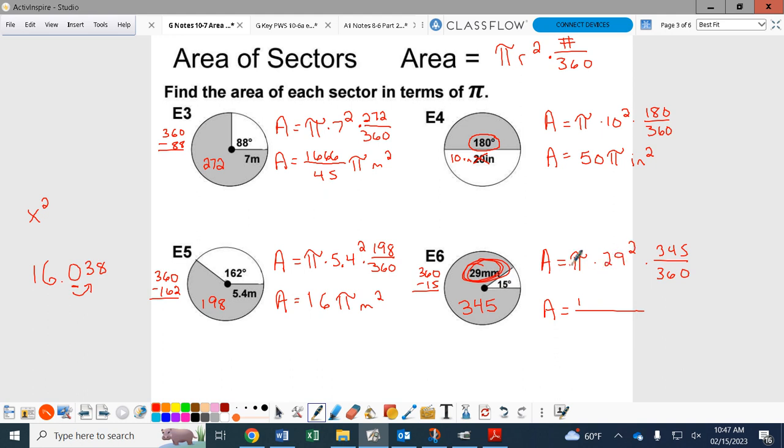So it'd be pi times 29 squared times that 345 fraction button 360. Second fraction button equals, and what do you get now? What did y'all have? 343 all over 24, and that would be pi millimeters squared. Ooh, that's a big number. Better now? Does that work for both y'all?